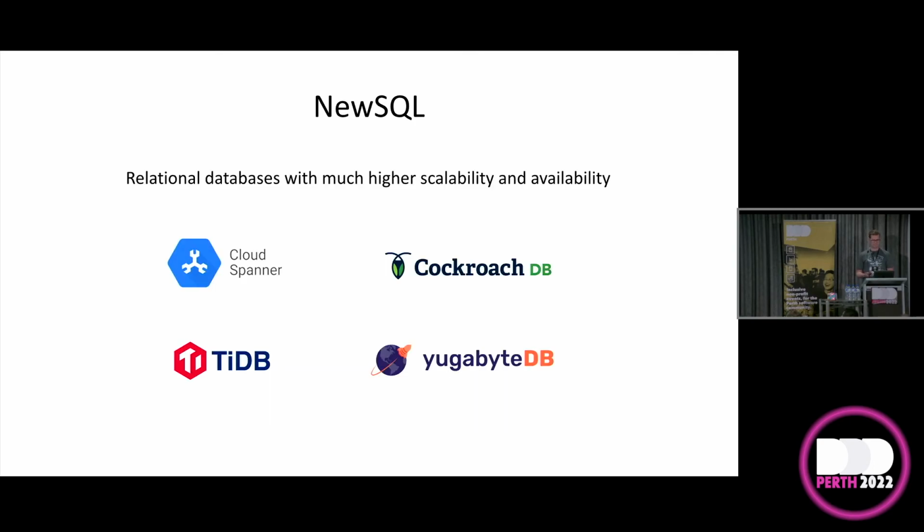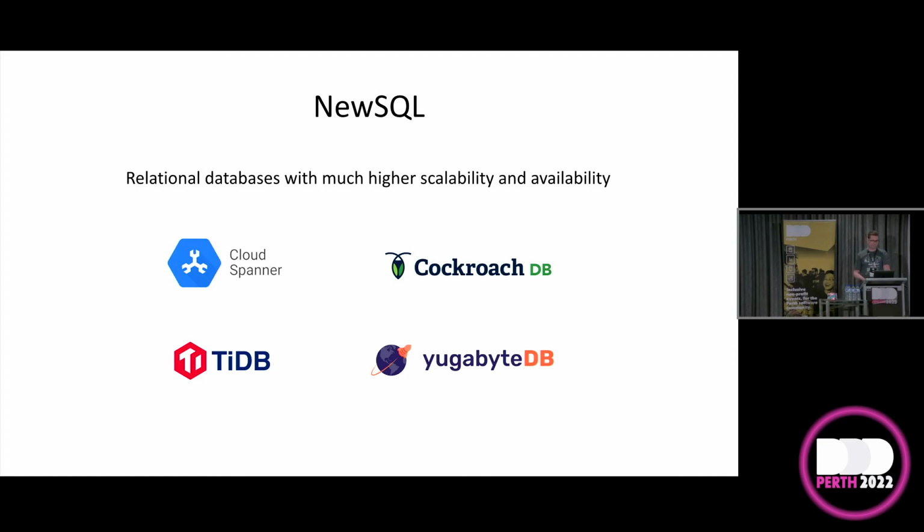Research continued in big tech, as well as academia, and a new generation of databases has emerged in the recent decade, and these have been dubbed NewSQL. It's a play on NoSQL, but it represents that they're a new generation of SQL databases. They can provide much higher scalability and availability, but without giving up the advantages of a relational database.